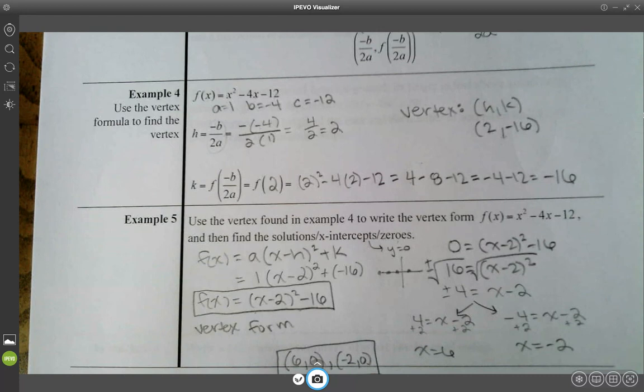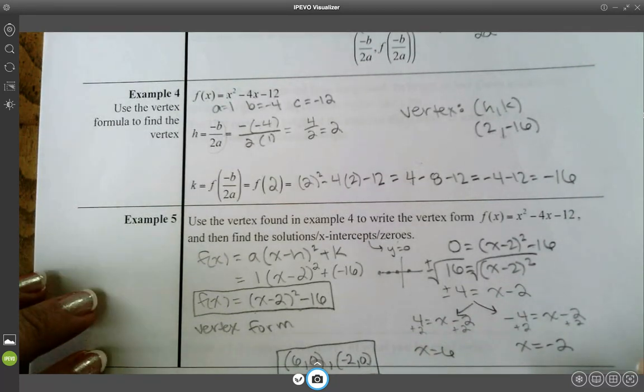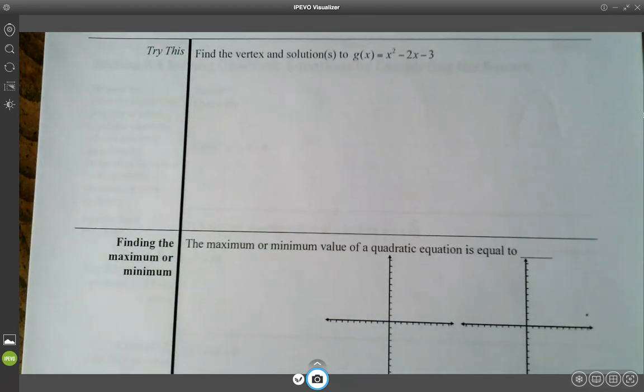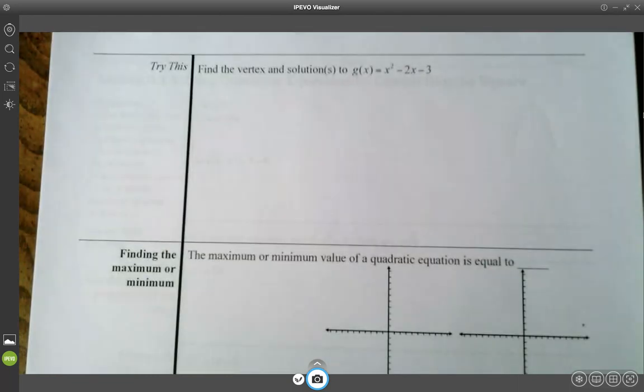Let's go ahead and take a look at the try this. What I want you to do with the try this is follow along from example 4 and 5. Okay, find the vertex. You have a choice now. You can use the vertex formula or you can use completing the square. And then I want you to find the solutions. Now remember, the solutions is the same as saying the x-intercepts, and we can also say that they're the zeros. They mean the same thing.